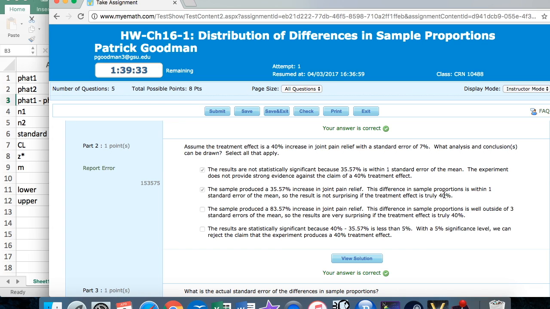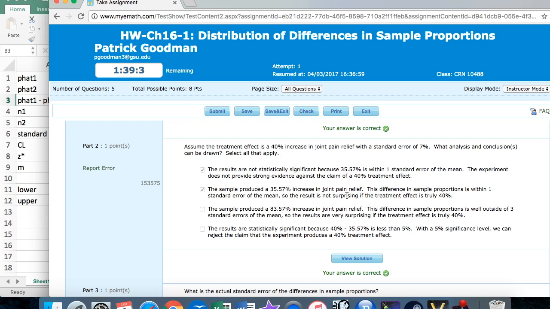So that means it's within, if we use our 68, 95, 99.7 rule or our standard deviation rule, we know that approximately 68% is within 1 standard deviation. So this means that us obtaining a value around 35.5%, or in general within 1 standard deviation, we have had about a 68% chance of doing that. So it's not surprising, right? We might see that.